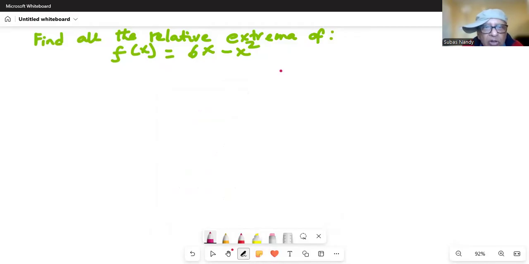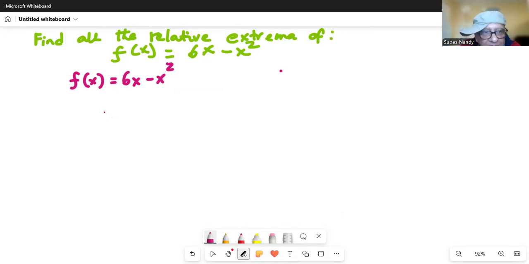The problem says: find all the relative extrema of this function, f of x equal to 6x minus x squared. So let's write the function again. It is f of x is equal to 6x minus x squared. Now, to find a relative extrema, we have to take the first derivative and then the second derivative.